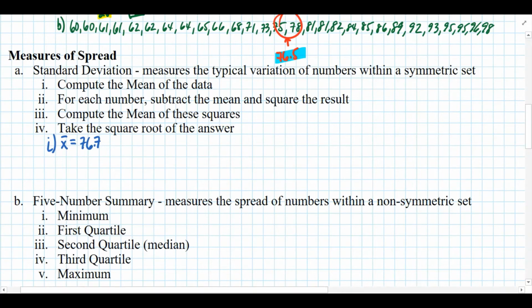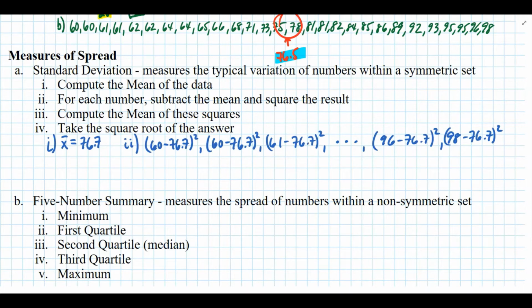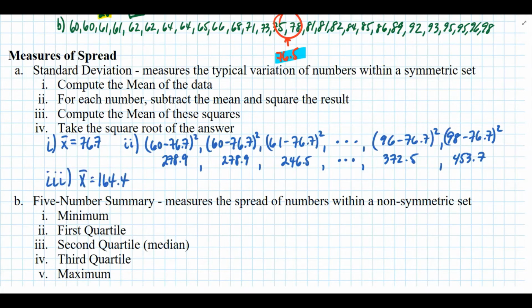For each number in the set, subtract the mean and square the result. This will give us a number that is always positive, whether the value is above or below the average. Compute the mean of these squares next. Then take the square root of this answer to undo the square from the second step.